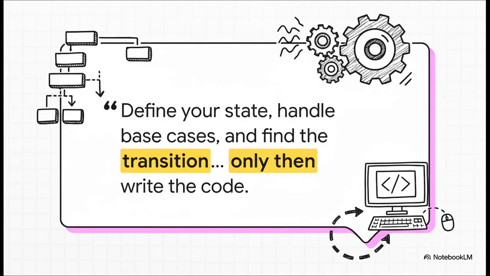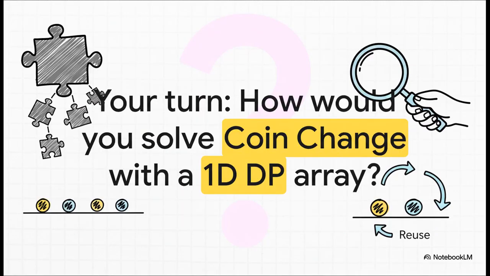So if you remember one thing, let it be this. Don't just jump into coding. The real solution isn't in the code itself, it's in the logic behind it. If you can clearly explain your state, your base cases, and that recurrence relation, writing the code becomes the easy part. Look, dynamic programming isn't about memorizing a bunch of solutions. It's about learning to recognize a pattern. It's a pattern of breaking huge, scary problems down into smaller, bite-sized, reusable pieces.